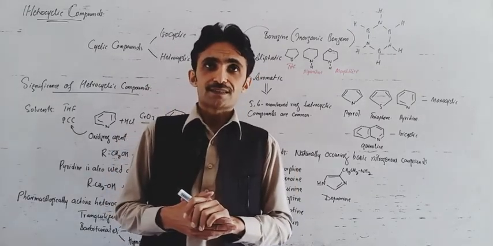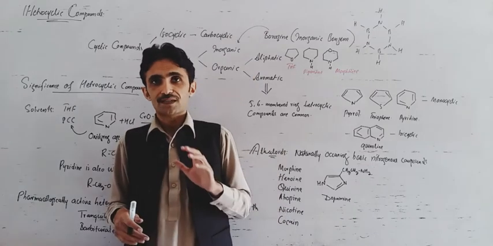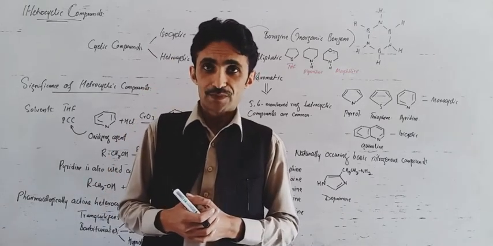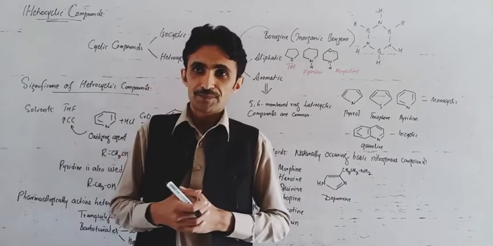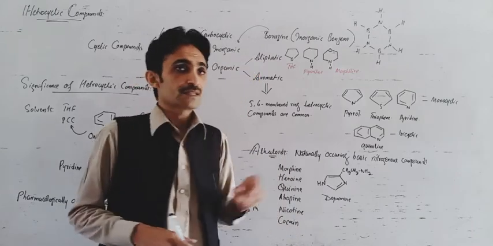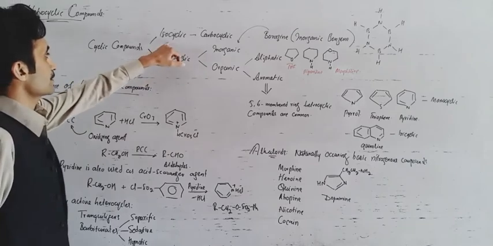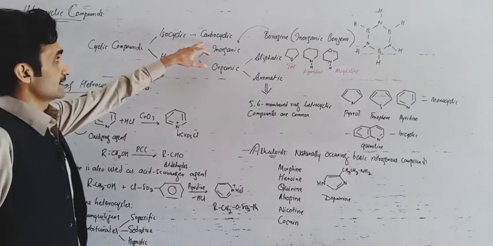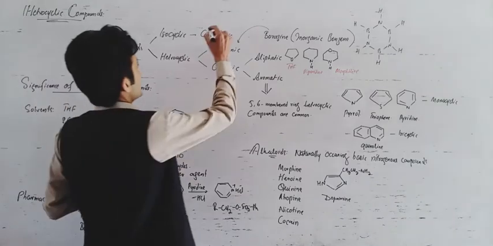Such cyclic compounds which are made up of just one type of atom are known as isocyclic compounds. When the cyclic compound is made up of just carbon atoms, it will be regarded as carbocyclic. So cyclic compounds are basically divided into two classes, isocyclic and heterocyclic. Isocyclic can be carbocyclic.